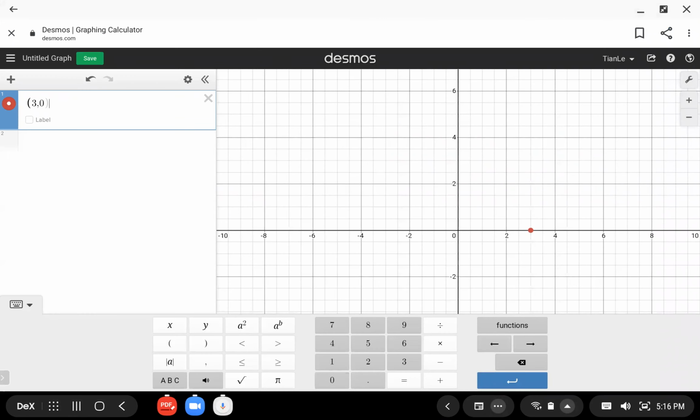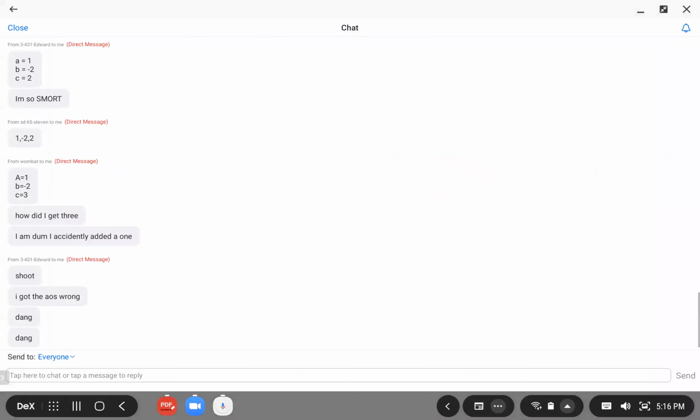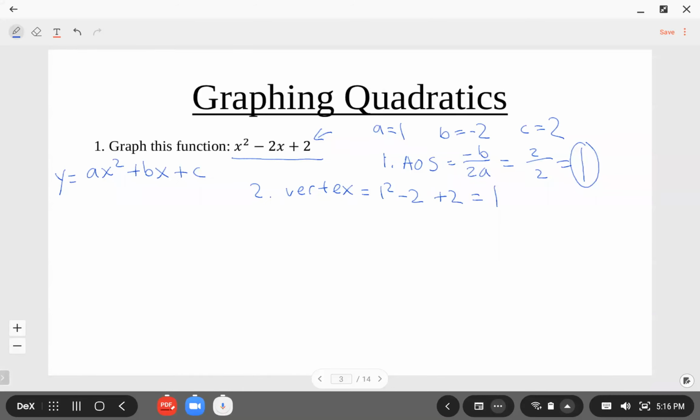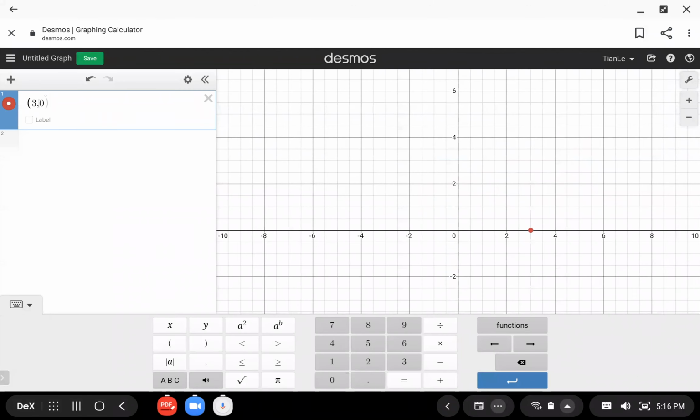Wait a second. Why the heck did I put 3, 0? It's 1, 0. Must have been confused. It's 1, 0, kids. Okay. Bruh, this is sad. 1, 0, and actually make that 1, 1, because now we know our vertex. It's 1, 1. Yes. Okay.